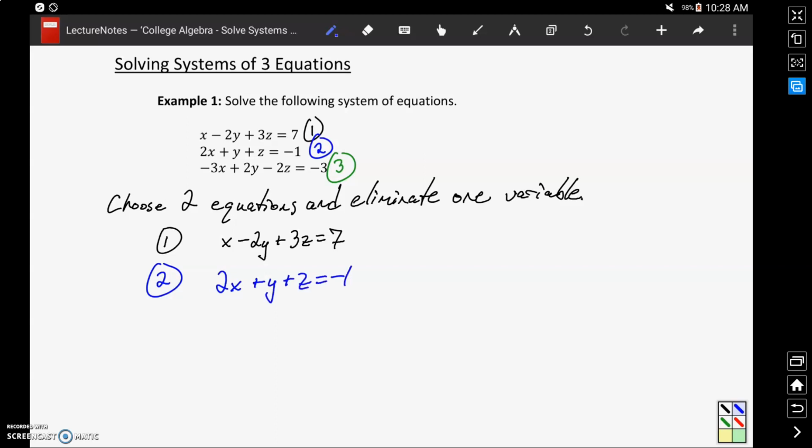What we need to do is choose a variable to eliminate. In this case, I'm going to look at eliminating the x variable, and in order to do that, I'll multiply equation 1 by -2. This will update our first equation to become -2x plus 4y minus 6z is equal to -14. Our second equation remains unchanged.